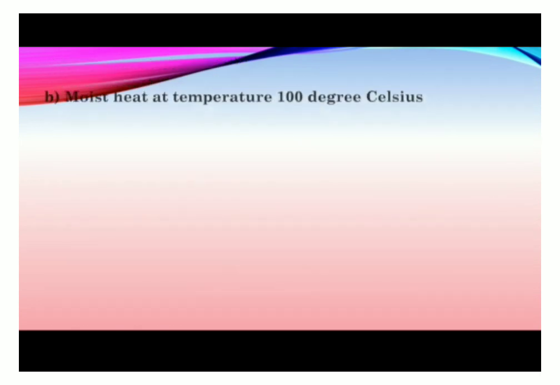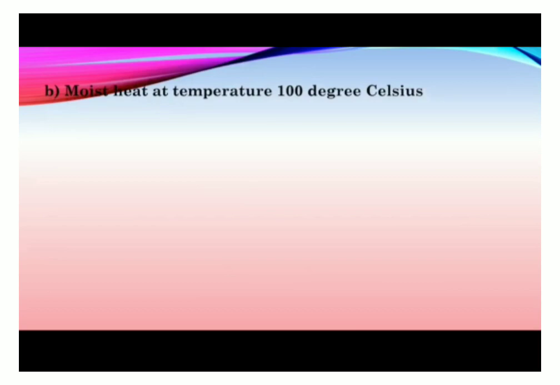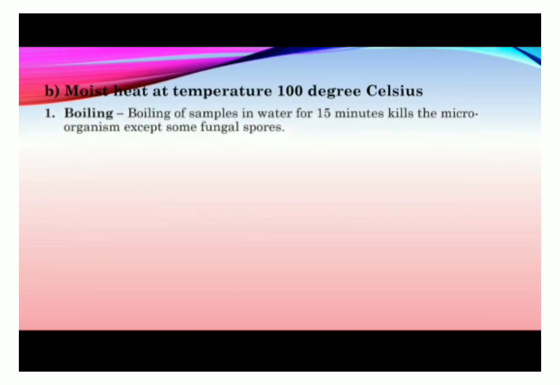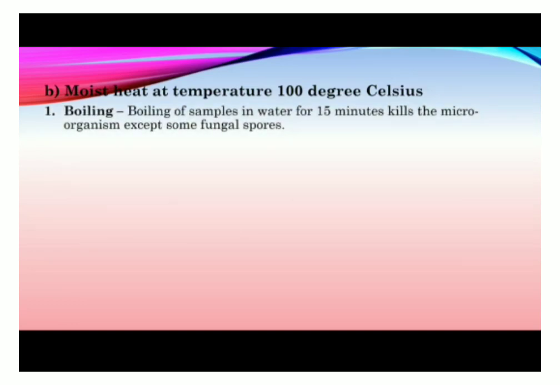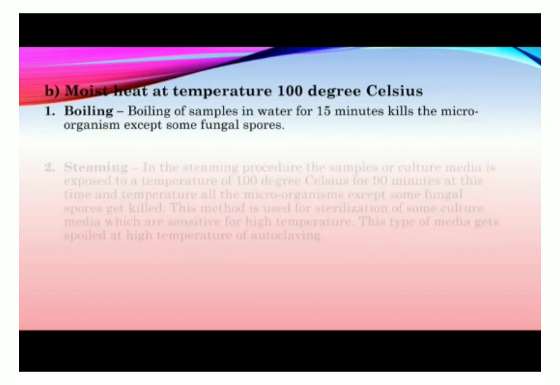And the second one, B, that is moist heat at temperature 100 degrees Celsius. The first one was below 100 degrees Celsius. Now the methods are at 100 degrees Celsius. Now the first is boiling. Boiling of a sample in water for 15 minutes kills all microorganisms except some resistant fungal spores. So this is the first method, boiling.